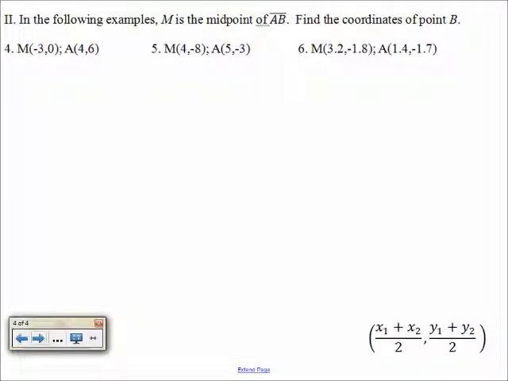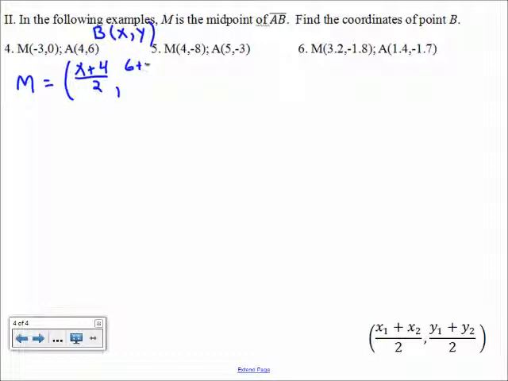Next, if I give you the midpoint and I want the coordinates of the other point, recall that the midpoint would equal the average of the other two values. I'm going to call point B x, y, and I need to find both of those coordinates to know where point B resides. The midpoint is equal to the average of the x's, which will be x plus 4 over 2 in this case, and the average of the y's, which will be 6 plus y over 2. This midpoint, I know, is -3, 0.